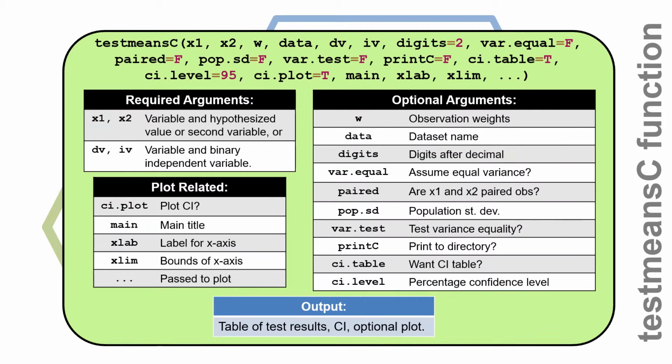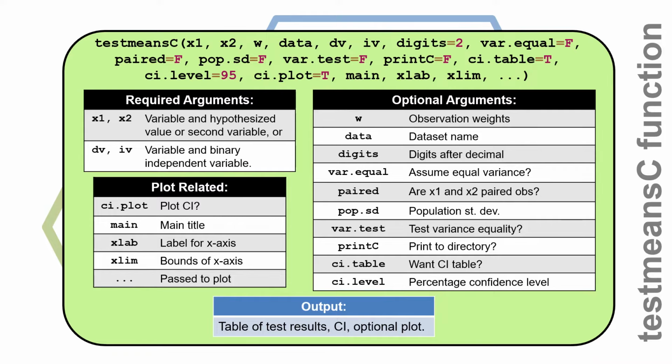To use the testmeansC function, you have to use either the x1 and x2 arguments or the dv and iv arguments. Use one set of arguments or the other, but not both at the same time. If you're using testmeansC for a one-sample hypothesis test, you'll use the x1 and x2 arguments. But if you're doing a two-sample hypothesis test, whether you use x1 and x2 or dv and iv depends on the nature of the problem, as we'll see in this video.